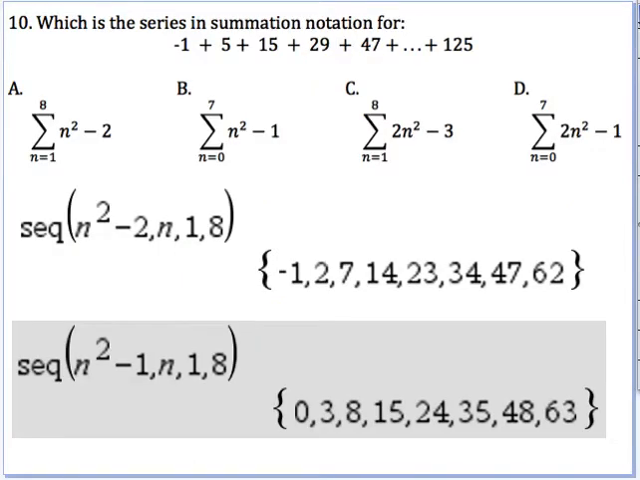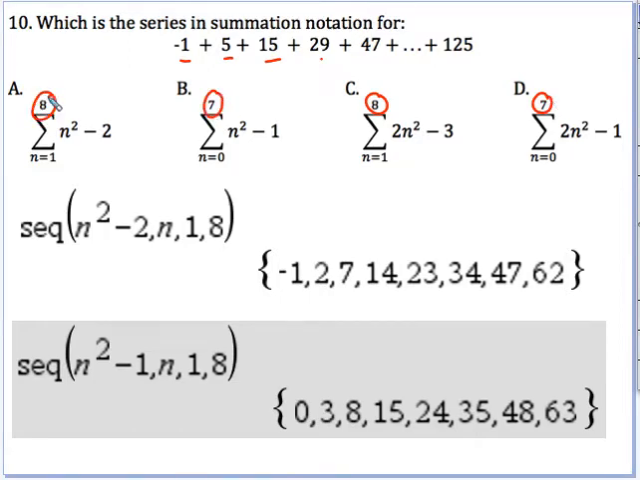All right, which is the series in the summation notation for that? So we have the terms in the sequence, and we need to figure out basically how many terms we're going to have, because notice some of these say 8 up here, some of them have 7 up here.